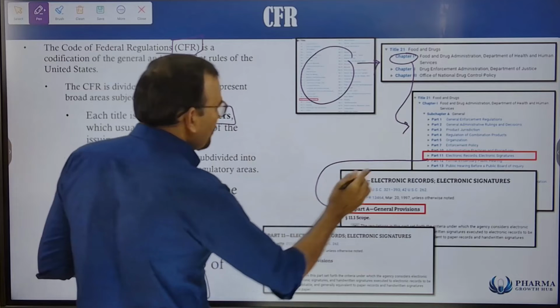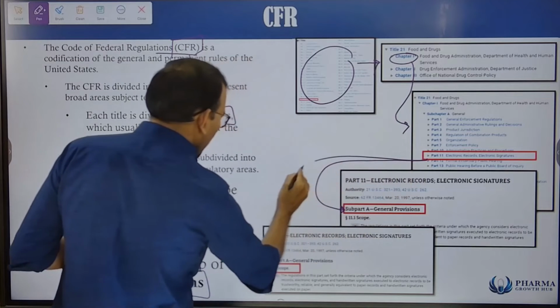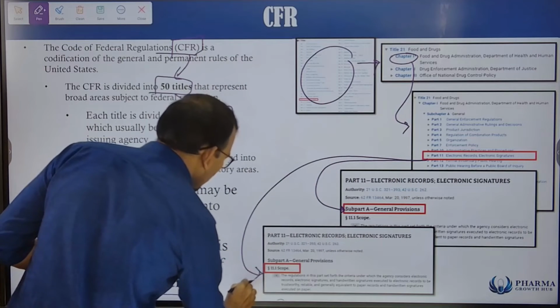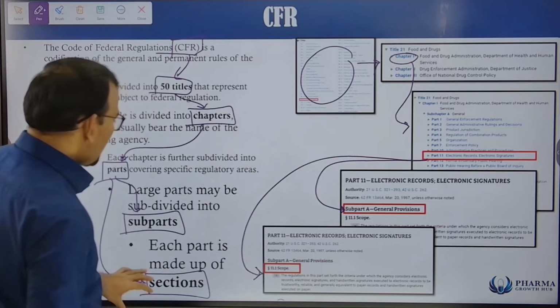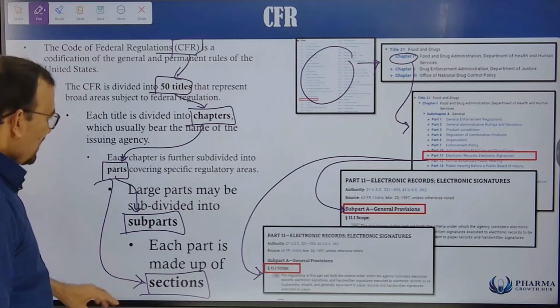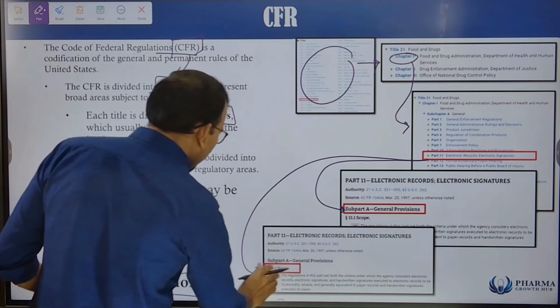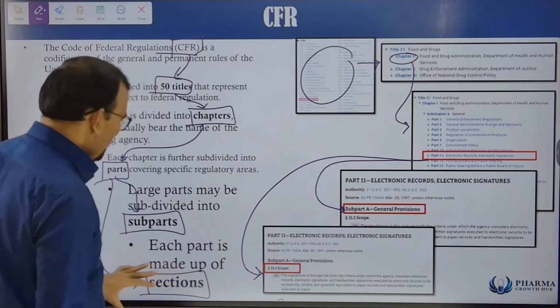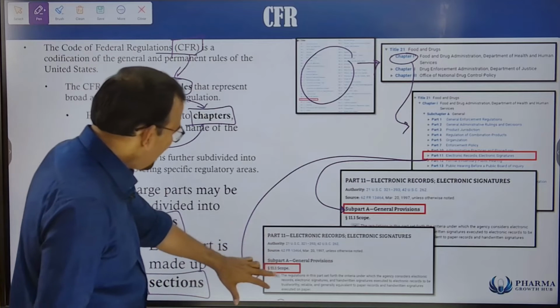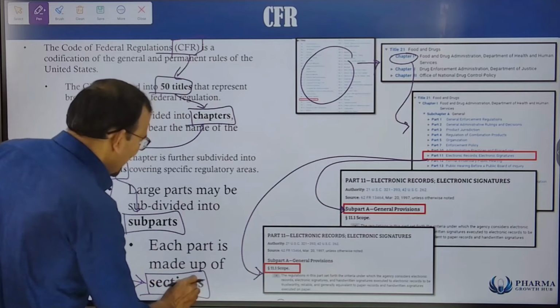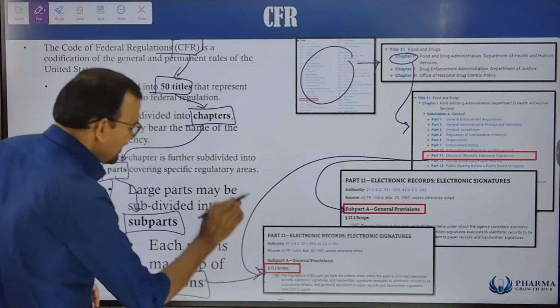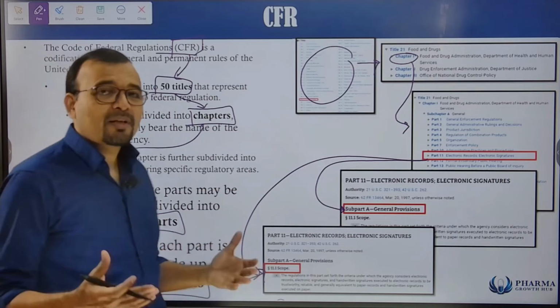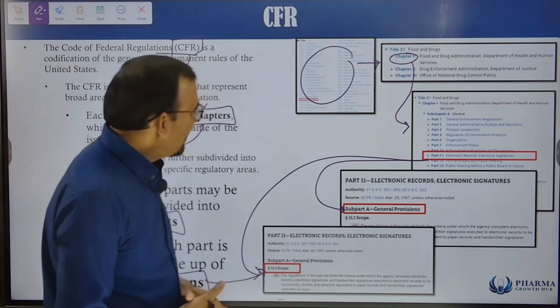And this part can have different sections within it. Like 11.1 is a section within part 11. Though it is part of this subpart, it is recognized as a section, with a number like 11.1.